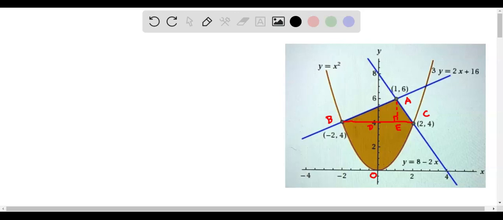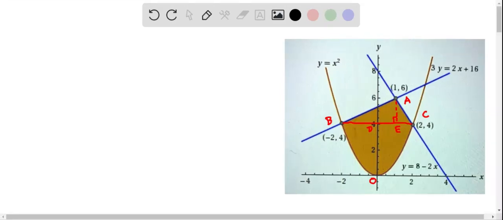Let's determine the area of this shaded region. So the shaded region is the region enclosed between the curve y equals x squared and the two lines. That is, one of the lines is 3y equals 2x plus 16, and the other line is y equals 8 minus 2x. So first, I have labeled the intersection points.